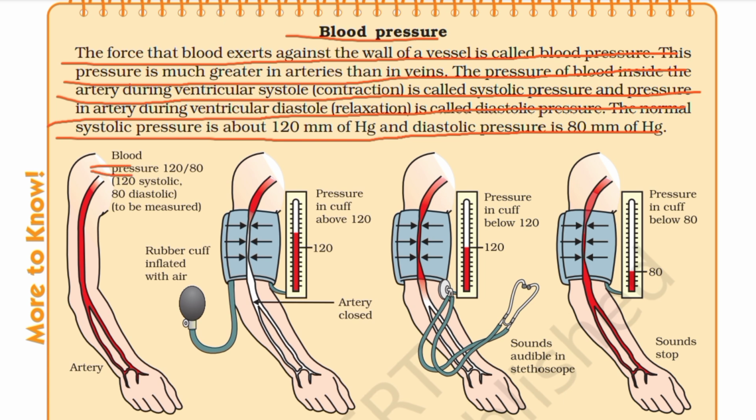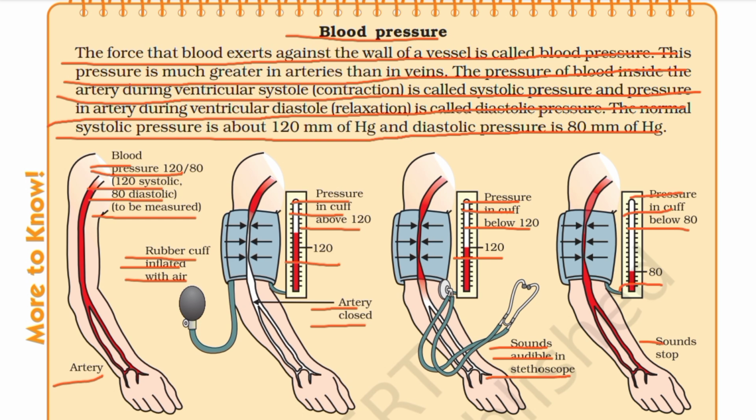Blood pressure 120/80: 120 systolic, 80 diastolic, to be measured. Artery. Rubber cup inflated with air. Pressure in cup above 120, artery closed. Pressure in cup below 120, sounds are audible in stethoscope. Pressure in cup below 80, sounds stop.